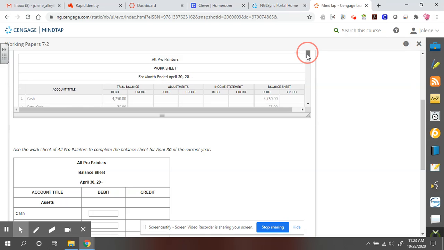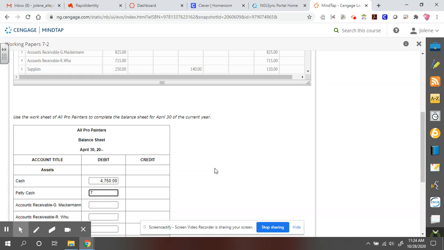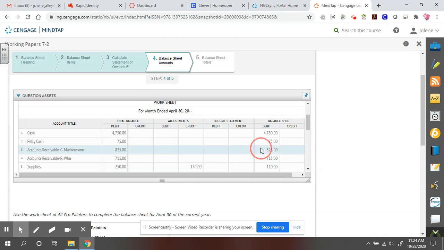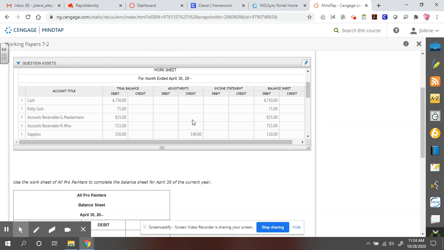So we go up here and we're going to find out how much we have to bring down. So cash is worth $47.50. Petty cash is $75. G. Mackerman owes us $8.25. R. Wu owes us $7.15.